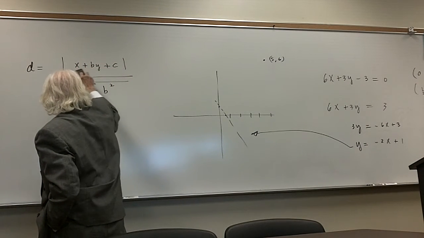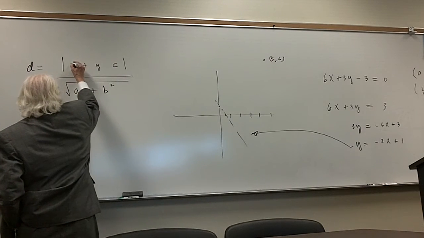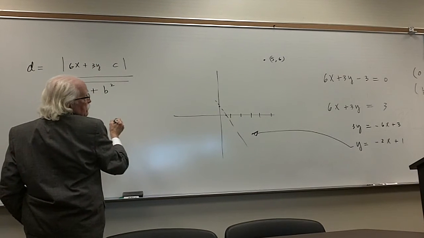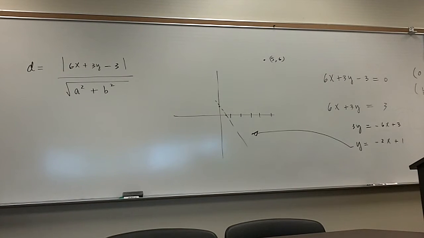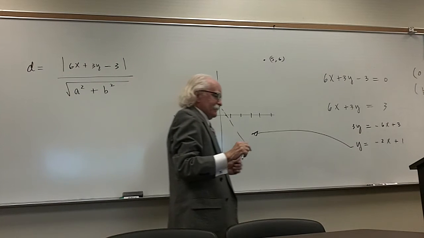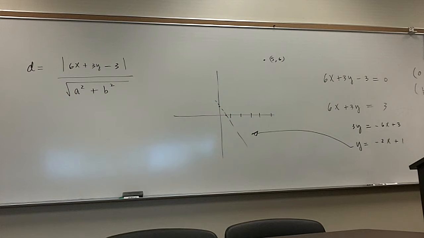And I think it's what? 6? What is it? 6x, right? Plus 3y minus 3. And do you see the absolute value signs? The only reason the absolute value signs are there is because the distance from a point to a line can never be negative. And you very well may get a negative number on the top.